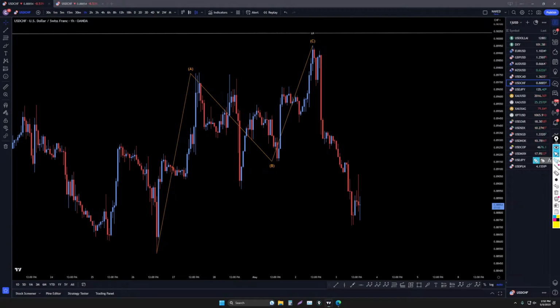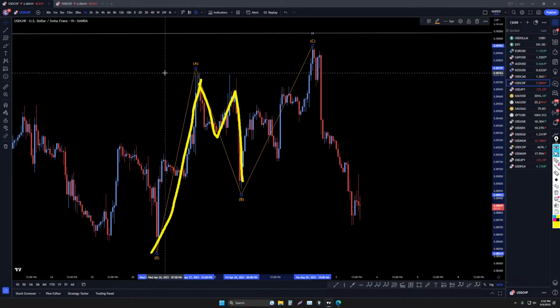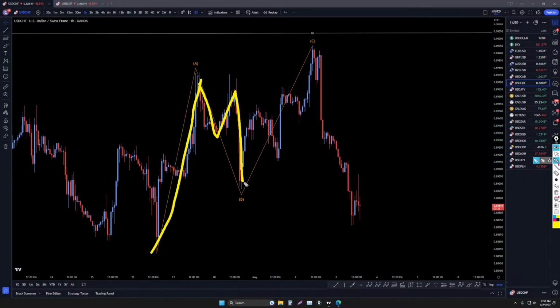Going down to the 1 hour time frame. 1 hour time frame, we got a nice impulsive move up, most likely a wave A. Then we have a very clear 3 waves down right there, which is most likely a wave B. Then we have a nice 5-wave pattern up, 1, 2, 3, 4, 5 of wave C.